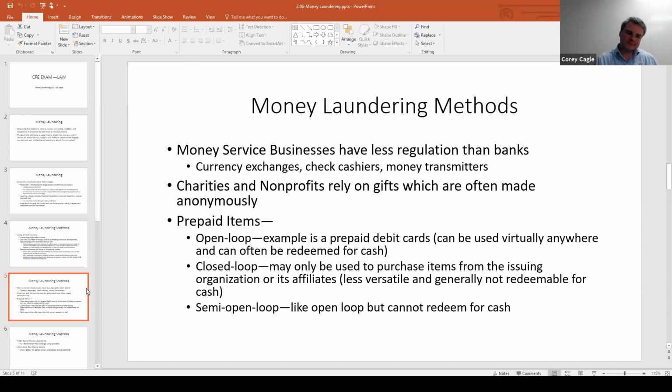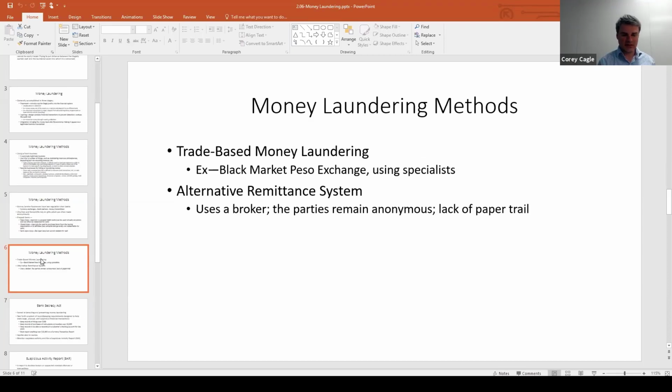Okay. And then additionally, keeping on with the money laundering methods, there's these black market things, and there's these other little systems, alternative remittance systems, where you have a broker and the parties are able to remain anonymous. Obviously that's a good way to get rid of the paper trail, right? Using this type of system that guarantees anonymity between whoever's spending to where. So that kind of thing's a problem.